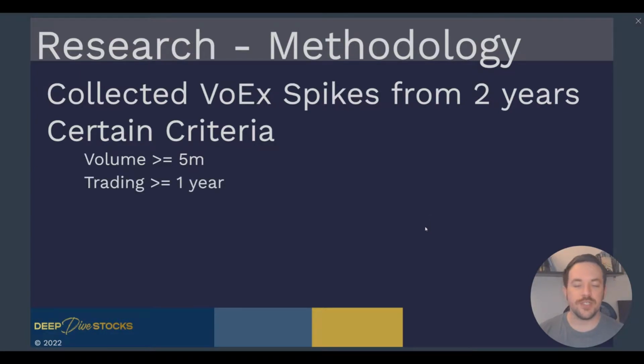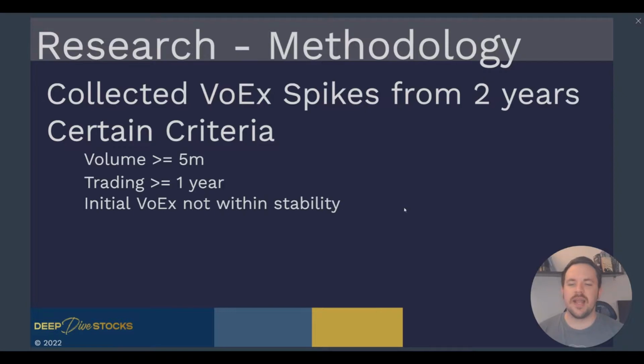It had to be trading for at least 1 year. So stocks, the idea was to try to exclude stocks that were undergoing price discovery, and also to include stocks that had sufficient involvement with the market to tap into the things that VoEx measures. And the third criterion was that we didn't want VoEx that was already inside of stability.